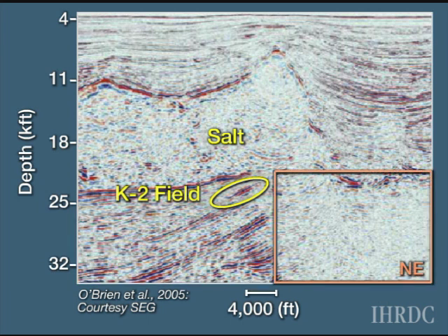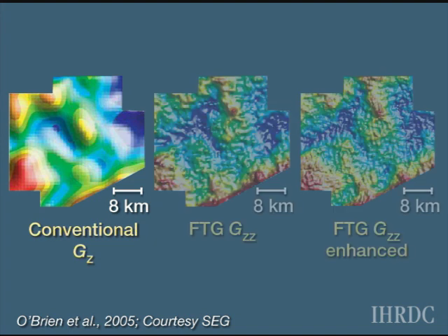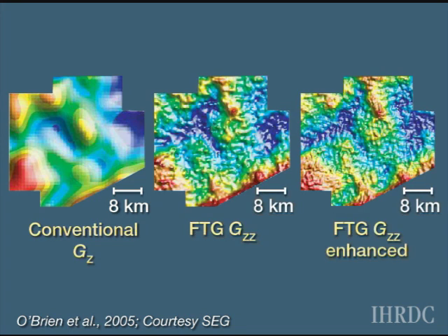To help map the base of the salt in the northeast portion, FTG data was acquired. This image is from conventional gravity data, comprised of the vertical derivative of the vertical gravity component. These images are from FTG data and clearly provide much better resolution.